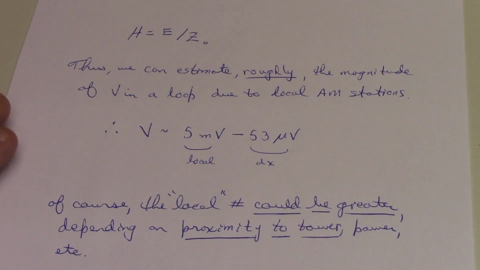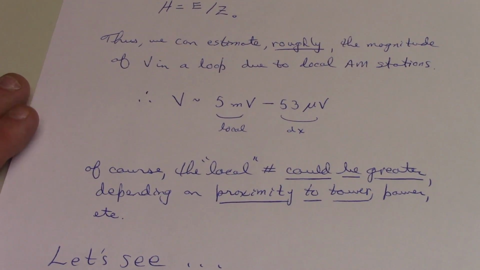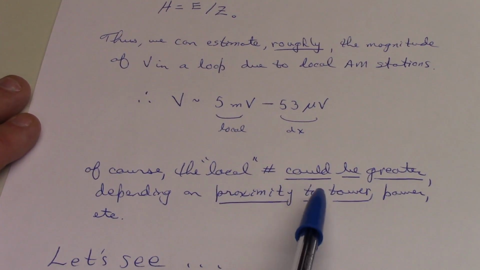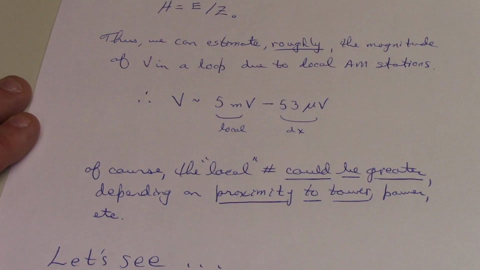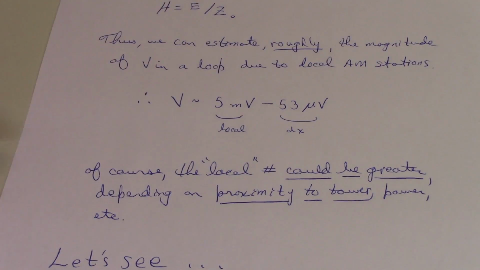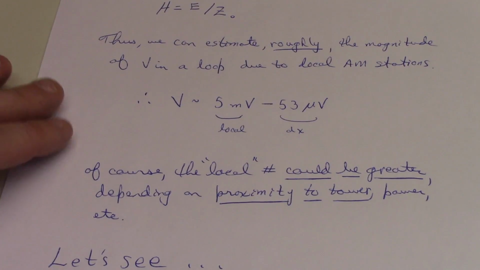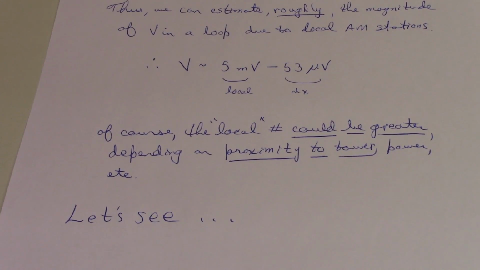Now, there's a big asterisk there. And the asterisk is that if you have local stations that are actually quite nearby the receiving loop, then this 5 millivolt number could be a factor of 10 or more higher. So, does the physics work? Is that true? Well, let's see.